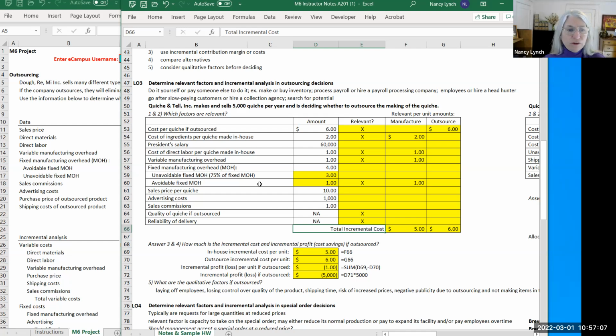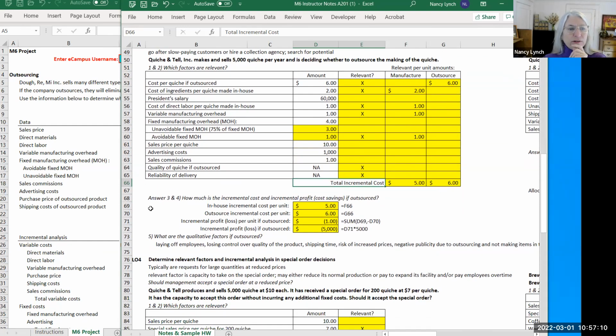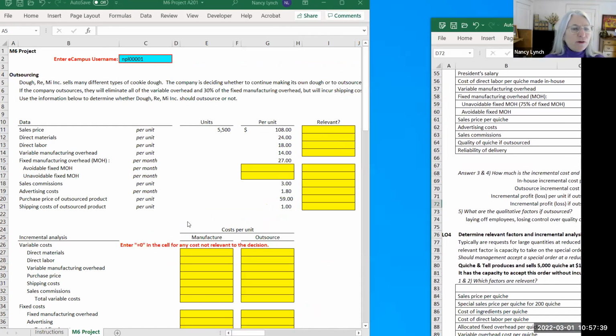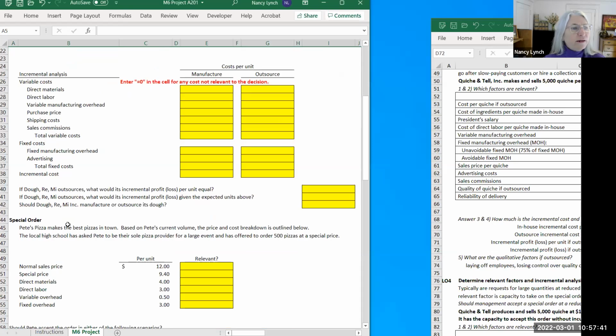Special order, you usually figure out how much in total. So for instance, in this example, it would cost $5 to make one more unit versus 6 if we outsource. So we'd lose $1 if we outsource. We'd lose a total, and you can see here, 5,000. So that's where you want to make sure if it's per unit or in total. But this is 5,000 quiche, so we would lose $5,000. So you'll be doing that in this first part, trying to decide whether something's relevant or not, and then what is the incremental cost and should you outsource or not.